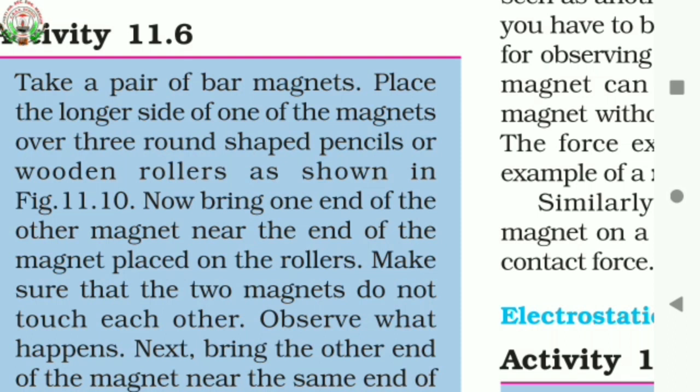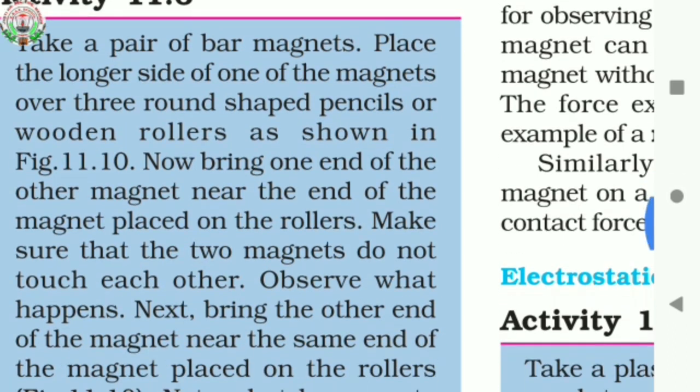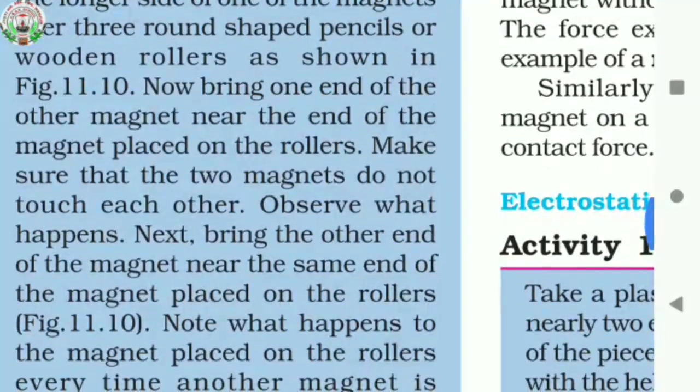Now let us see the activity. Take a pair of bar magnets. What is a bar magnet? A bar magnet is a magnet which is rectangular in shape. One end of this bar magnet shows a north pole and the other end shows a south pole. Place the longer side of one of the magnets over three round-shaped pencils or wooden rollers as shown in figure number 10 in your textbook.